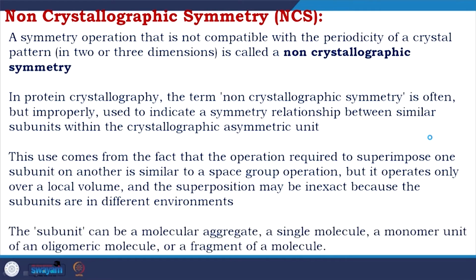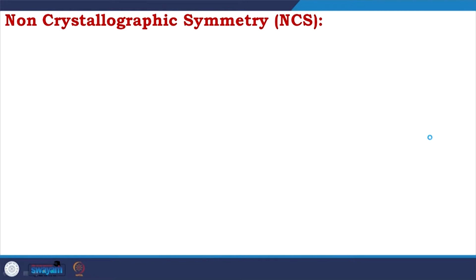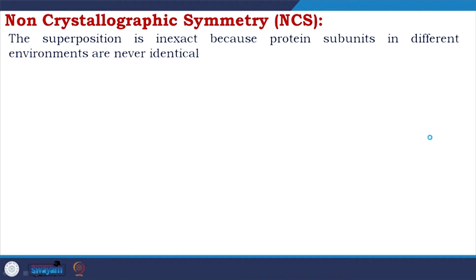The subunit can be a molecular aggregate, a single molecule, a monomer unit of an oligomeric molecule, or a fragment of a molecule. The superposition is inexact because protein subunits in different environments are never identical.